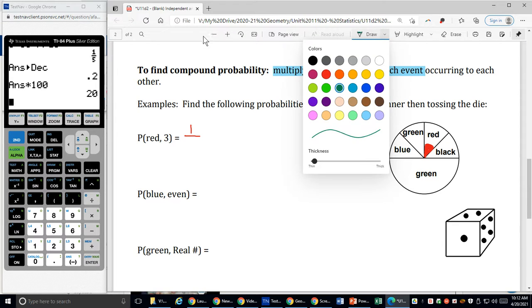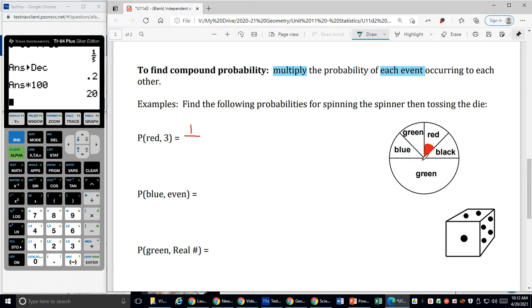So I need to make sure that I'm thinking of this green as being really not just one green section, but there's 4 on top, which means there should be 4 on the bottom. So there's really 4 green sections on the bottom, 1 green section here in case we ever are looking at green. Okay, so my total number of even sections, or the congruent sections on this spinner, is really 1, 2, 3, 4, 5, 6, 7, 8.